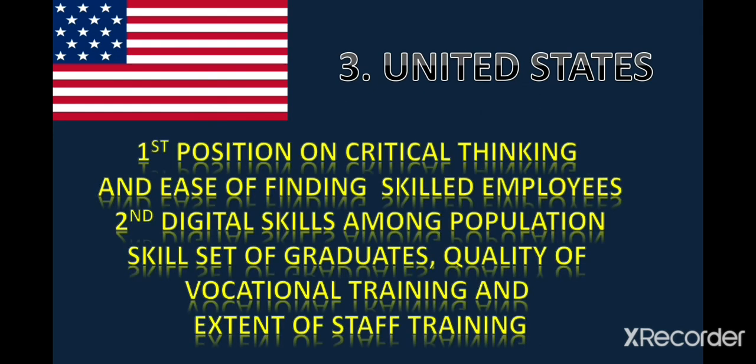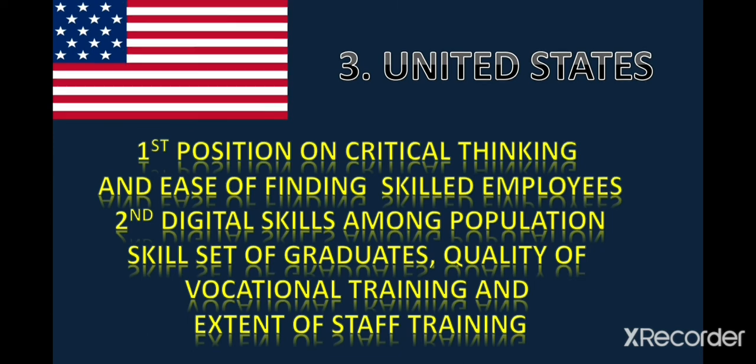United States. The United States educational system ranks the 3rd best in the world. It ranks 1st position on critical thinking and teaching and ease of finding skilled employees, 2nd position on digital skills among population, skill set of graduates, quality of vocational training, and extent of staff training. While there are mixed debates about the quality of education in the United States, it still stands as one of the best in the world.